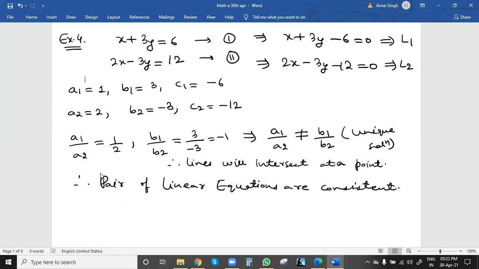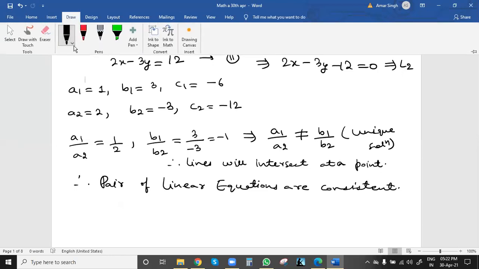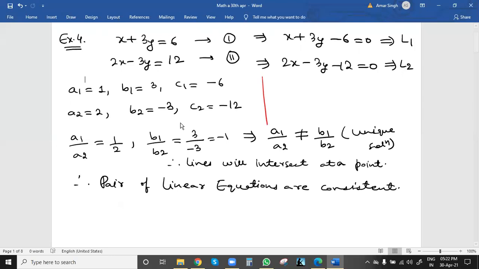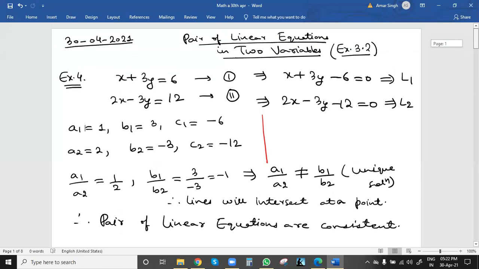Now the question comes: will we draw the graph of these lines L1, L2 and find the intersection point, or shall we use a shortcut method to find the x and y values? Because when we get the x and y values, then we know the answer, and in the graph we just have to show it, we can plot. So I recommend that we find these x and y values from the shortcut method. Because when we get x and y values, then things become very easy.